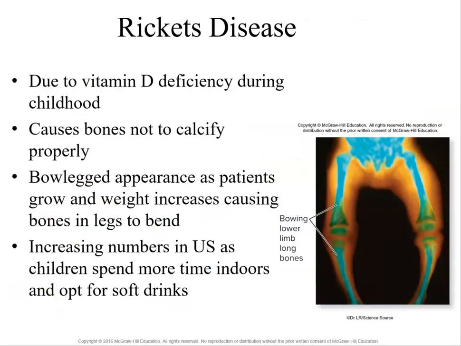All right, rickets disease is actually due to vitamin D deficiency during childhood. It's going to cause your bones not to calcify properly, and children with rickets disease have a bow-legged appearance because the bones are softer and tend to bend. We see increasing numbers in the U.S. because children are spending more time indoors, so they're not getting vitamin D from the sun, and they're opting for soft drinks, so they're not getting vitamin D through their diet either.